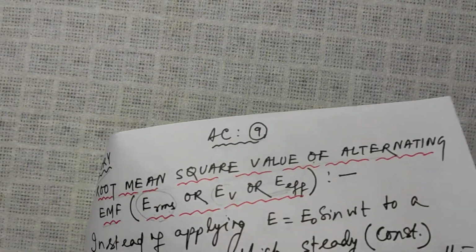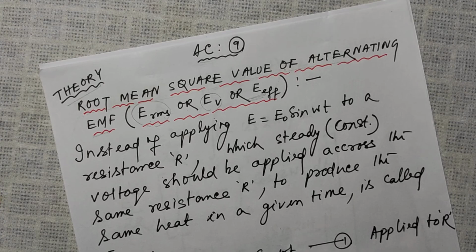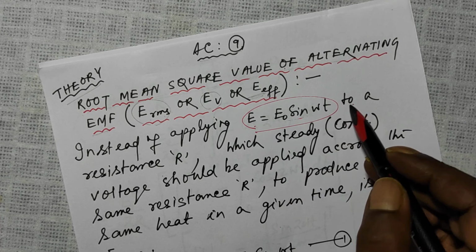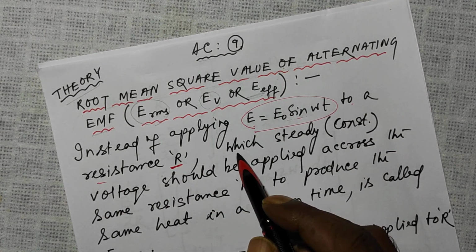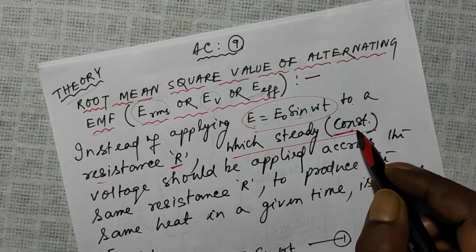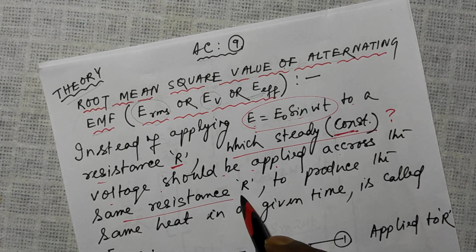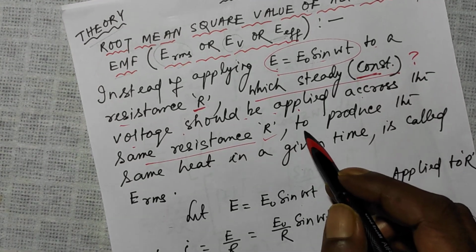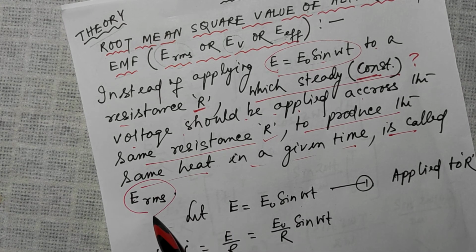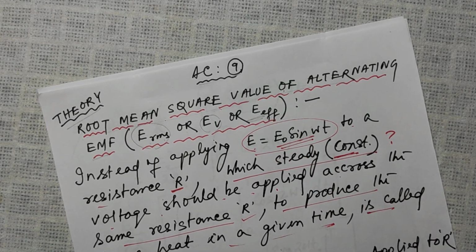So let us go back to the derivation part of it. So the meaning is now clear to you. Instead of applying E is equal to E naught sin omega t to a resistor R, which steady constant voltage should be applied across the same resistor R to produce the same heat in a given time, is called the E RMS, the root mean square value of this voltage.